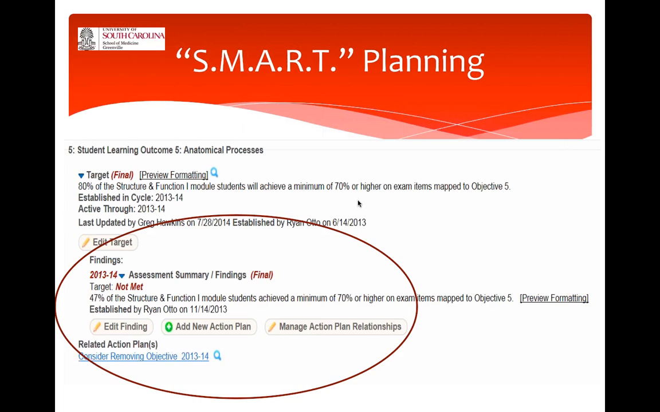And as you'll see later on in the presentation, we're able to then draw that data out and look extensively at how students performed on a particular objective, not just a particular question or on the exam as a whole, but by objective. So you can see here that 47% of the structure function students achieved 70%, so we failed to meet that one there.